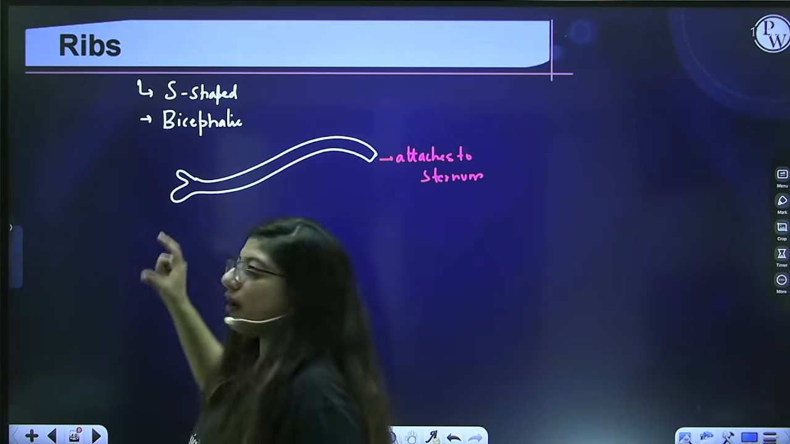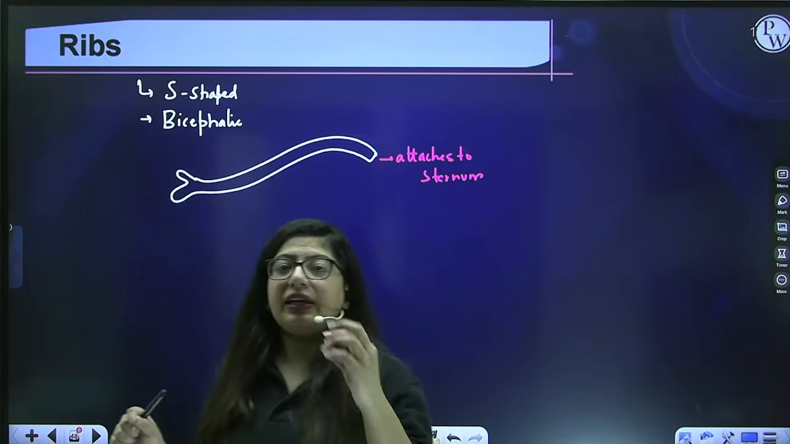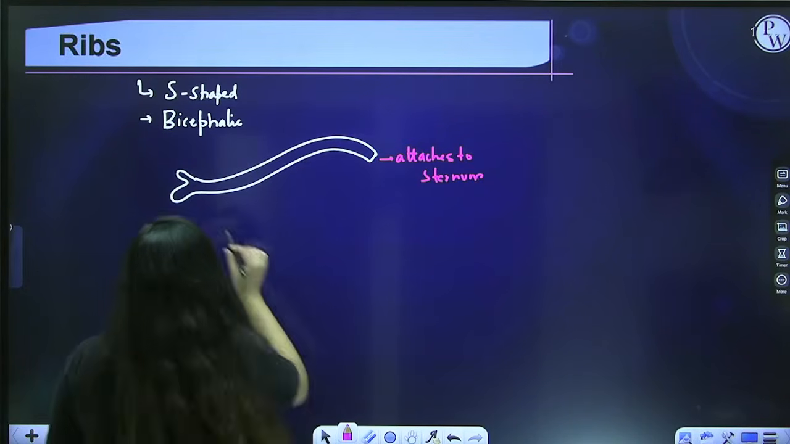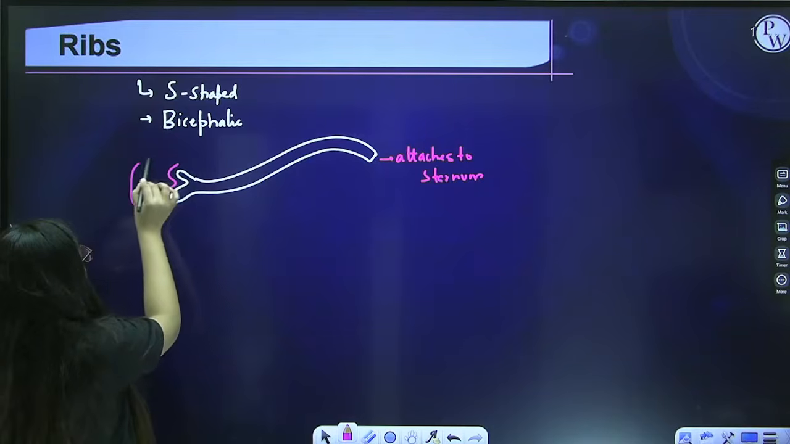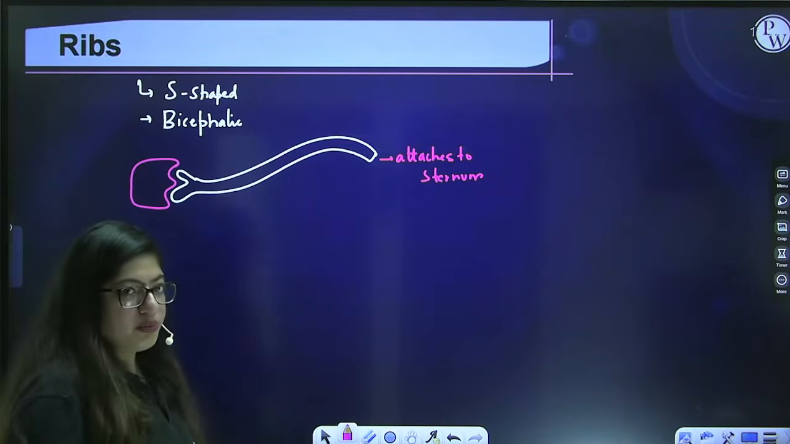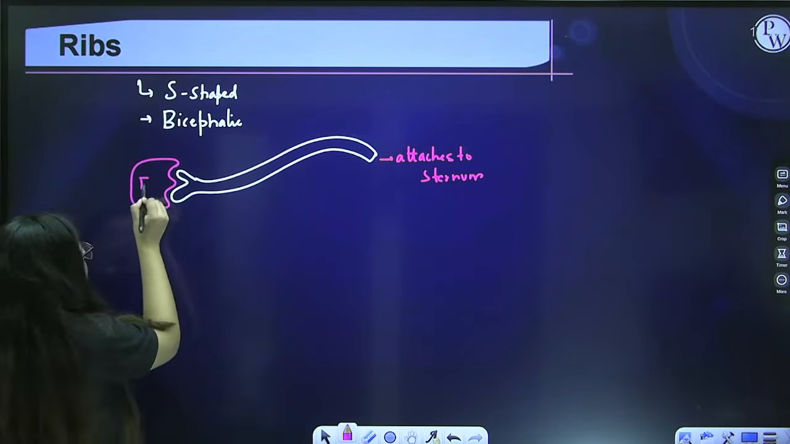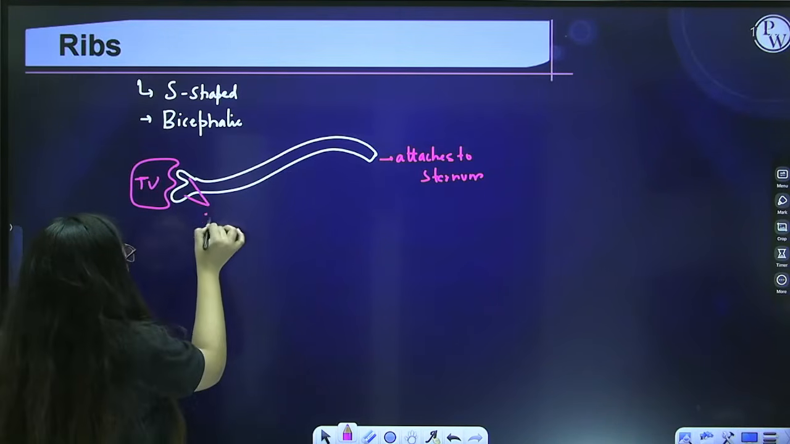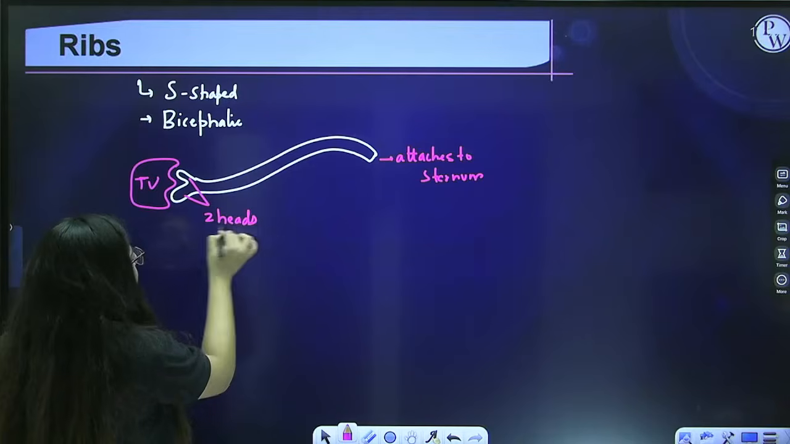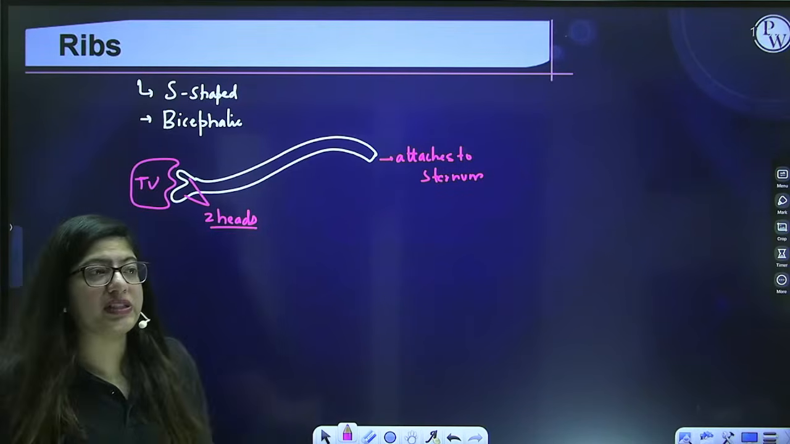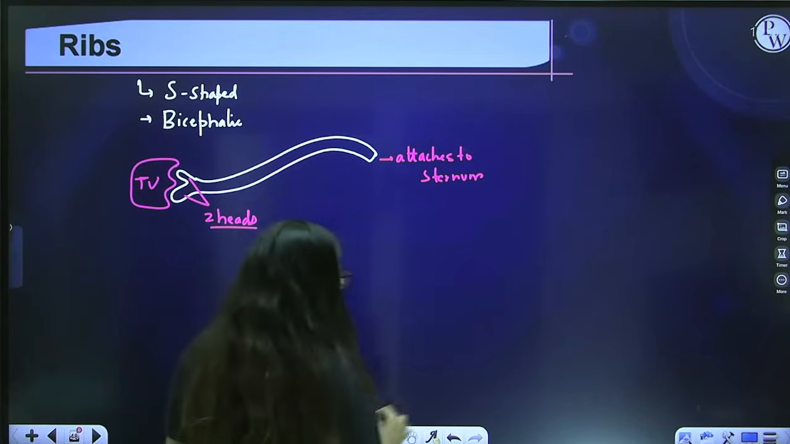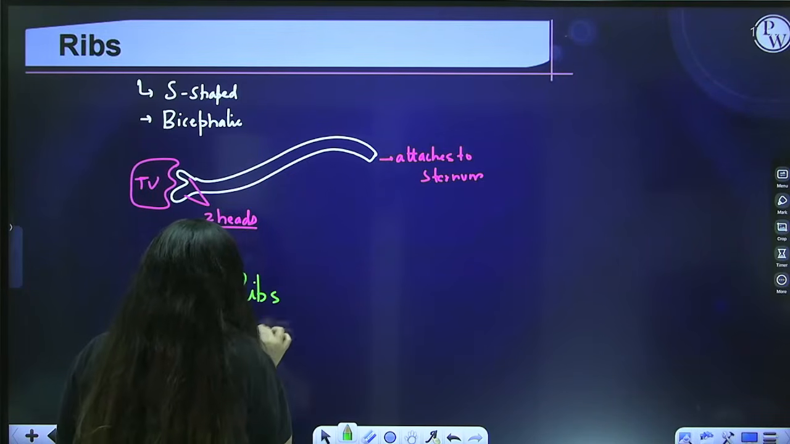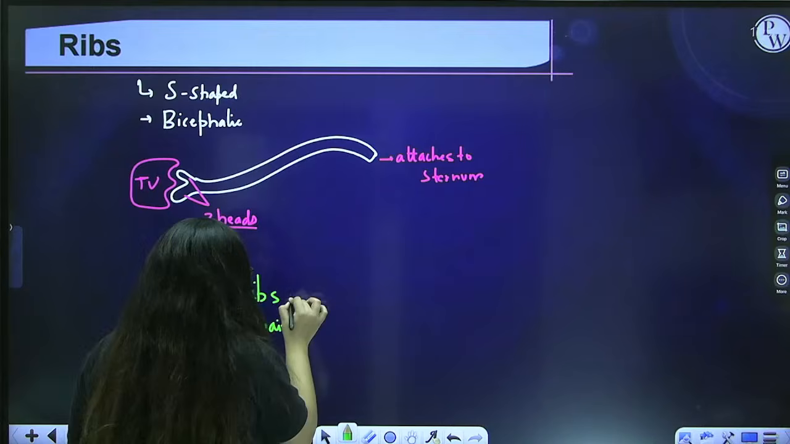Whereas the other end has two heads or two sides, because the thoracic vertebra also has two portions for attachment. If I say this is a thoracic vertebra, it also has two articulation points, and the rib also has two heads. This is how we say ribs are bicephalic. If we talk about the types of ribs, ribs total are 12 pairs.